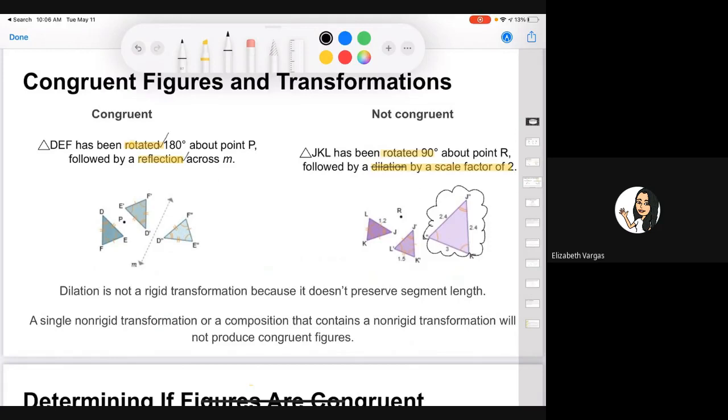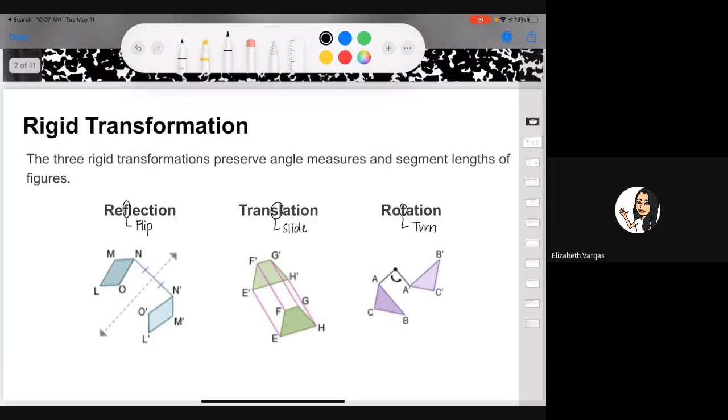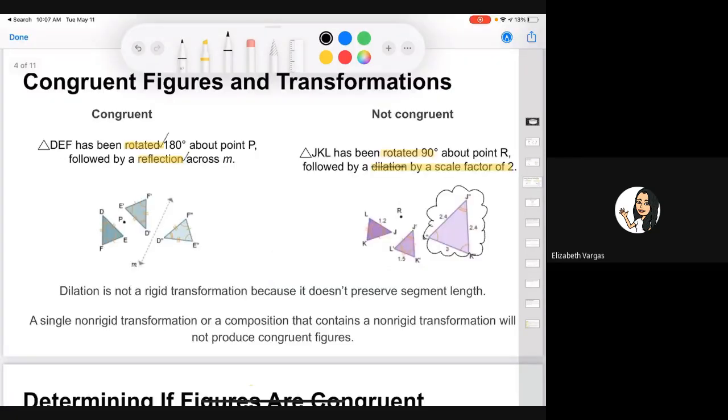Once again, dilation is not a rigid transformation because it does not preserve segment length or angle measure. A single non-rigid transformation, or a composition that contains a non-rigid transformation, will not produce congruent figures. So whenever we're looking through congruent figures, all we're looking for is these types of rigid transformations. If you have a transformation that is not one of these three, then you can automatically assume your figure will no longer be congruent.